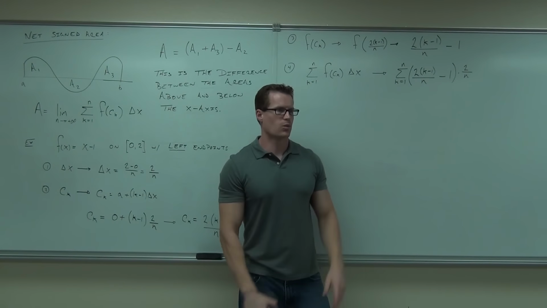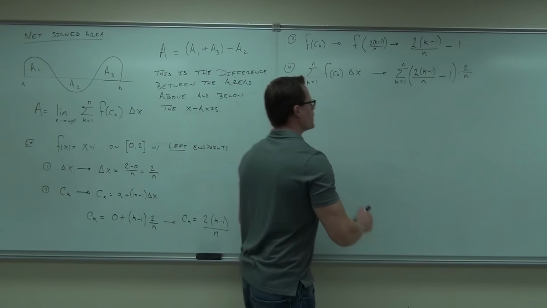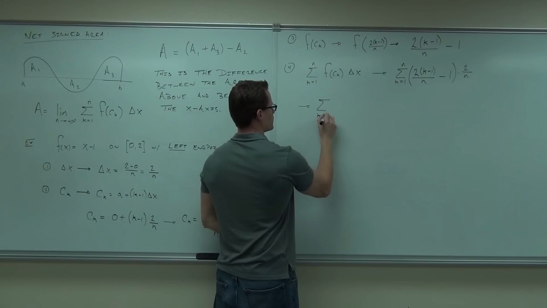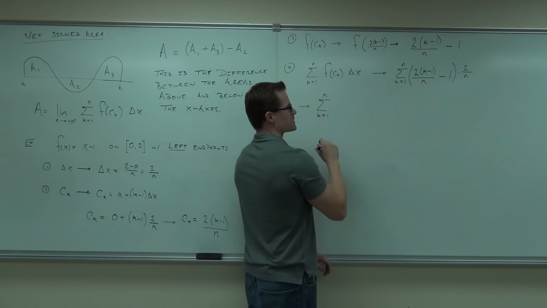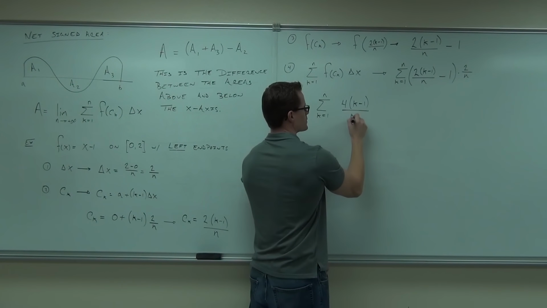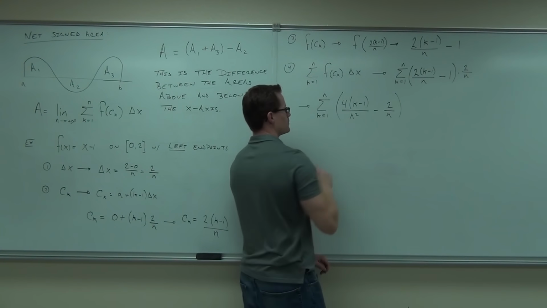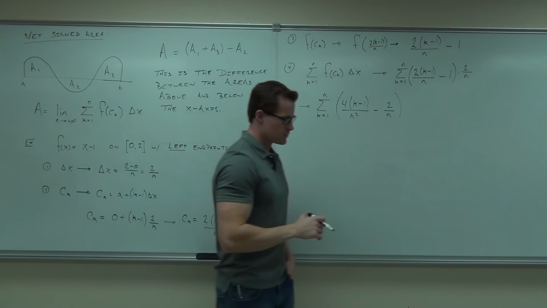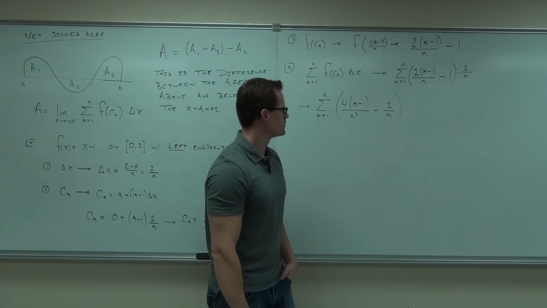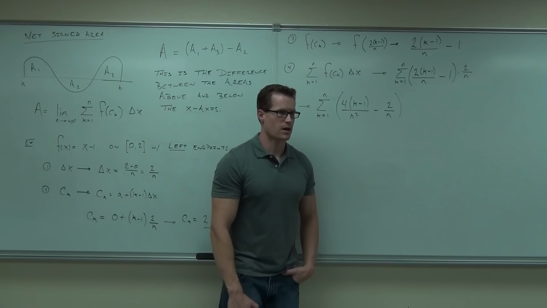What now? Well, now you work with it. Now you do some algebra. You do have to distribute this one. So we're going to get, stick with me here, folks, 4k minus 1 over n squared minus 2 over n.